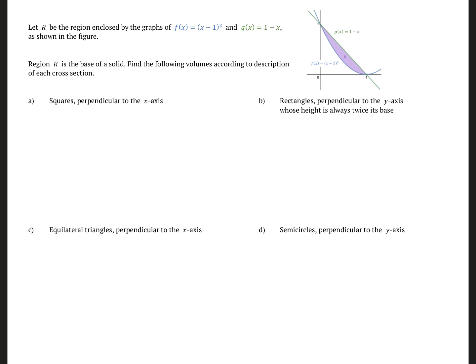All right, next it says region R is the base of a solid. So that shaded region is just where the base of some solid's going to go, and then the actual solid's going to kind of come out of the paper screen. Okay, find the following volumes according to the description of each cross section. Okay, so for all these, it's a good idea to draw a picture. So we can kind of take this picture and focus on that.